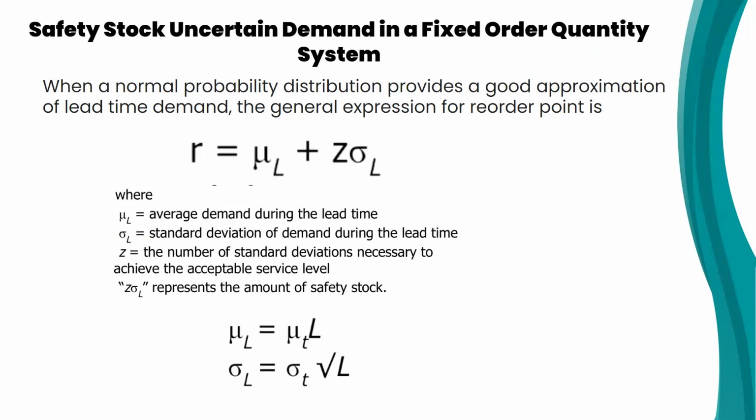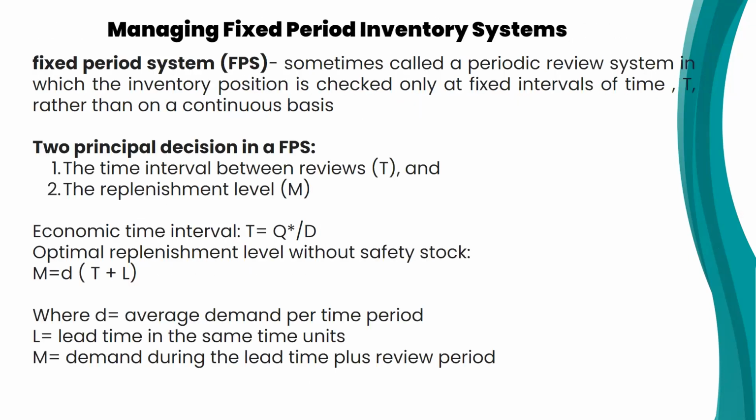Safety stock, uncertain demand in a fixed order quantity system. When a normal probability distribution provides a good approximation of lead time demand, the general expression for reorder point equals average demand during the lead time plus safety stock. That's all. Thank you. Next reporter, please.